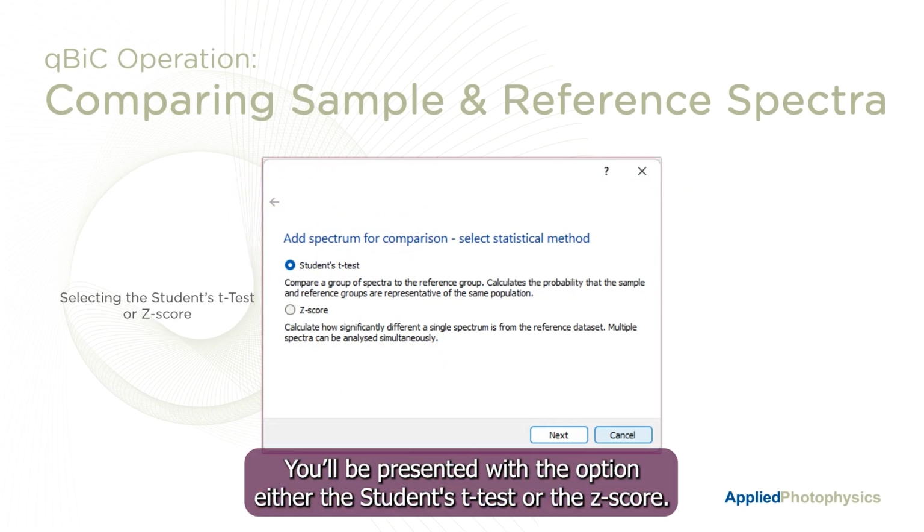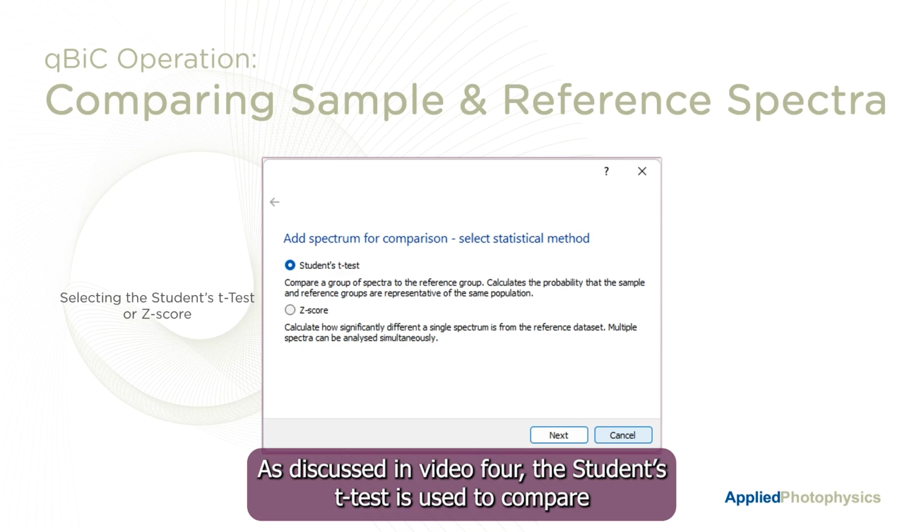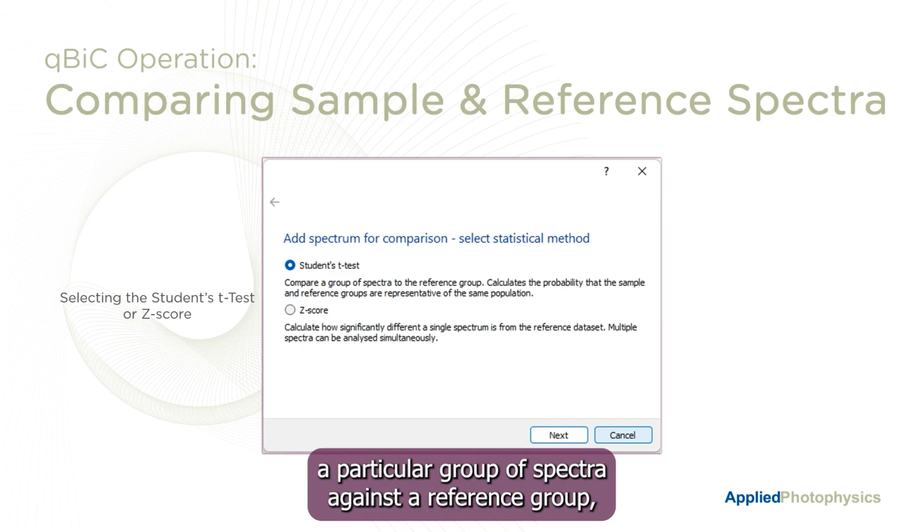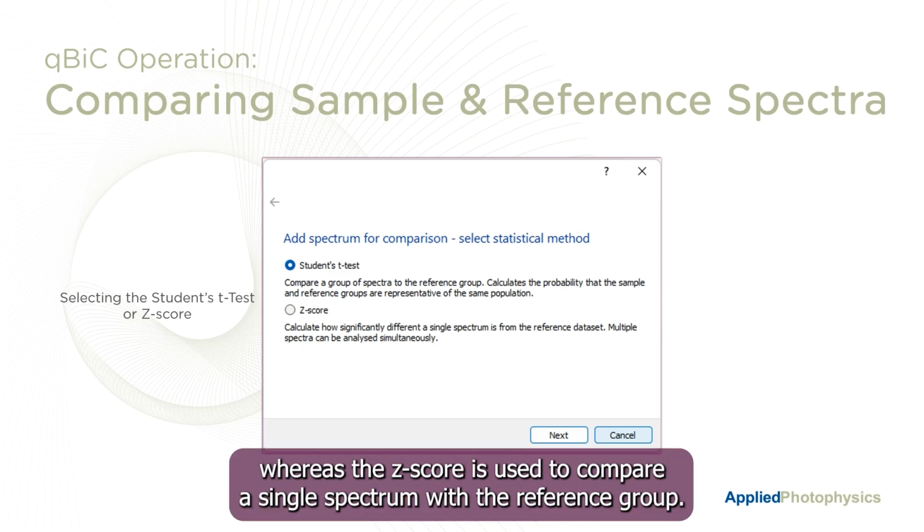You will be presented with the option of either the student's t-test or the z-score. As discussed in Video 4, the student's t-test is used to compare a particular group of spectra against a reference group, whereas the z-score is used to compare a single spectrum with a reference group.